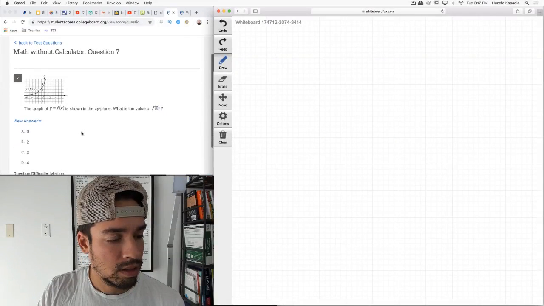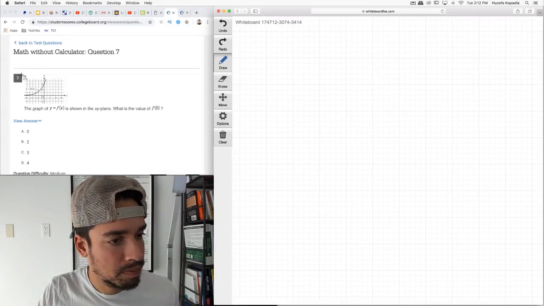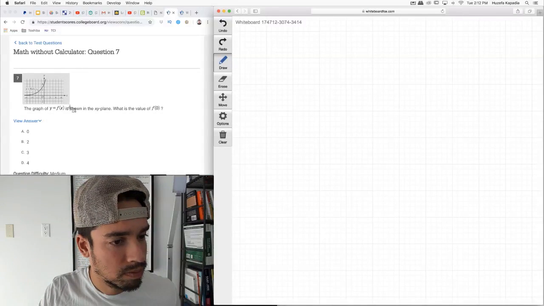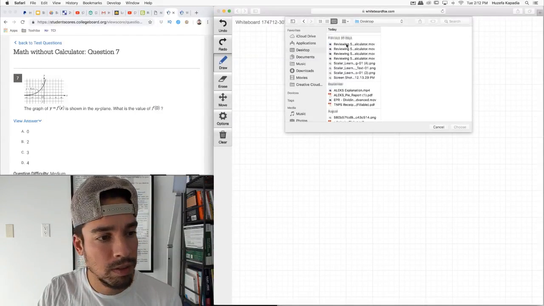Next, the graph of this is shown in the xy plane. Okay, let's just put this over here.